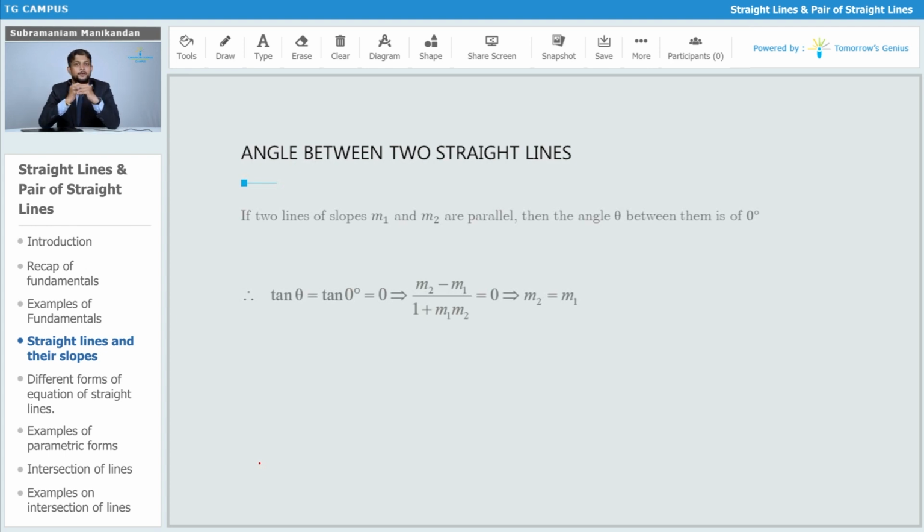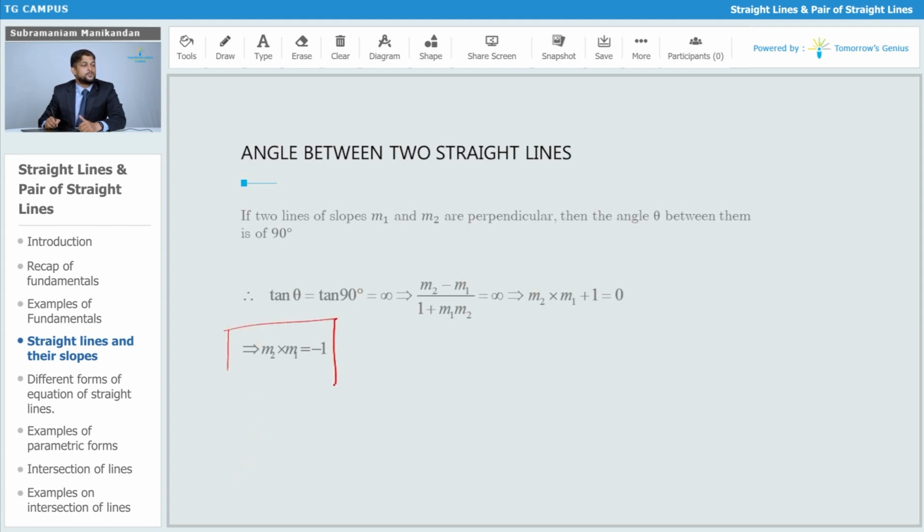And when they are perpendicular, what happens? The formula for tan has a 0 in the denominator. That is, 1 plus m1 m2 will be equal to 0. And thus we get the condition for two lines with slopes m1 and m2 to be perpendicular as m1 m2 is equal to minus 1. That is, the product of slopes of two lines which are perpendicular to each other is equal to minus 1.